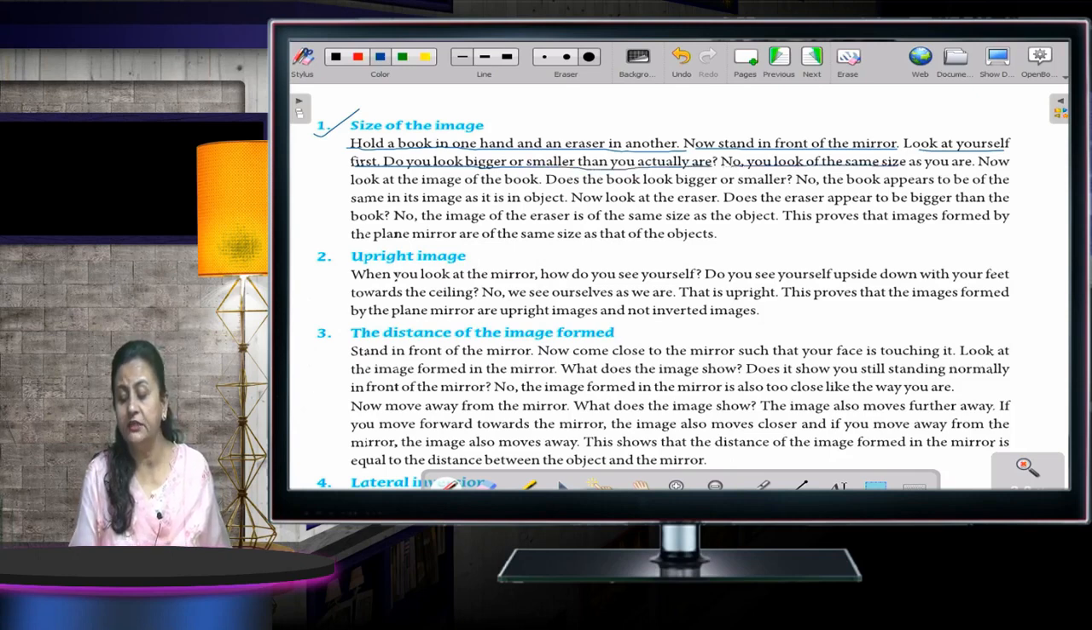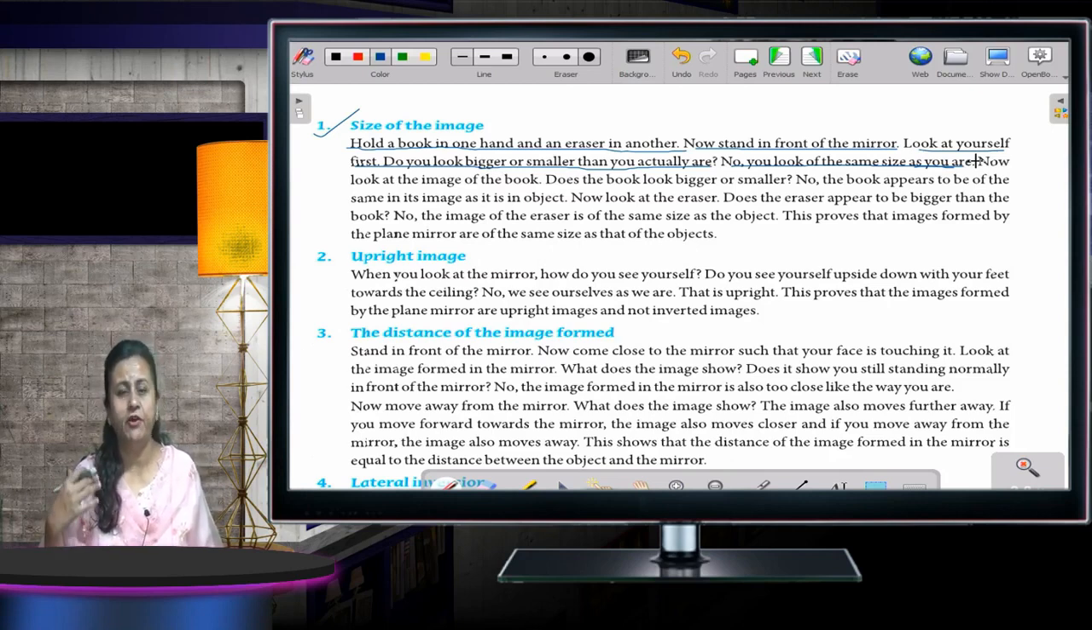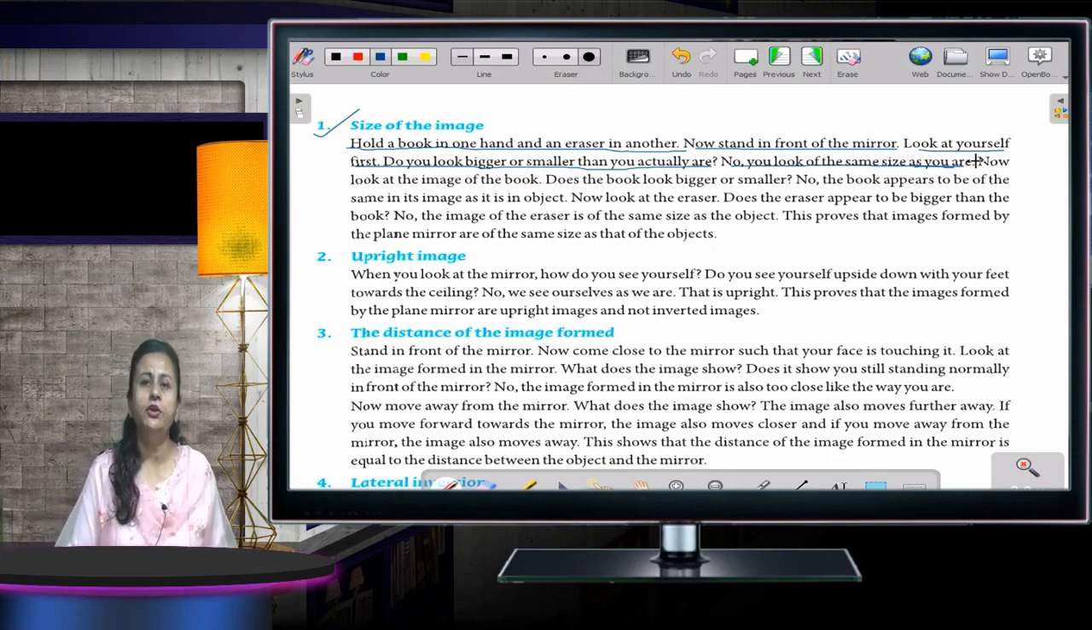No, look at this. You are of the same size as you are. You always see yourself in the mirror. Like right now, I came from my house, I dressed myself and I had a look in the mirror. Did I find myself smaller or bigger? No, it was the same. So whenever you look at yourself in a plane mirror, the size of the image is the same as the object is.